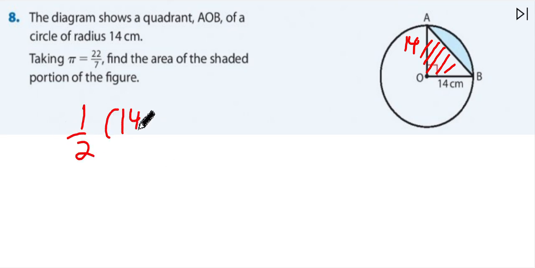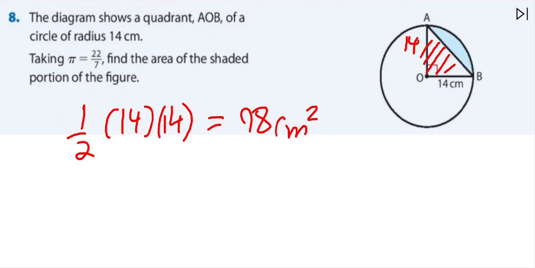Yeah, area of a square divided by 2. So 14 times 14, which I'm pretty sure is 196. 196 divided by 2 is 98 centimeters squared.